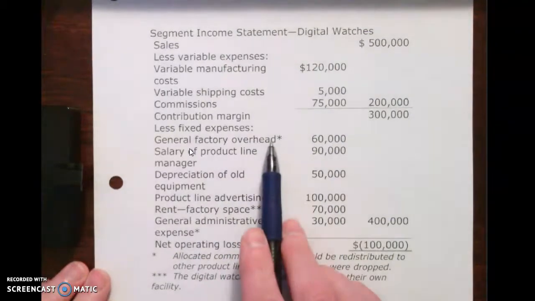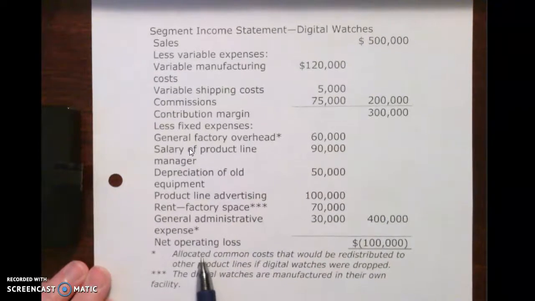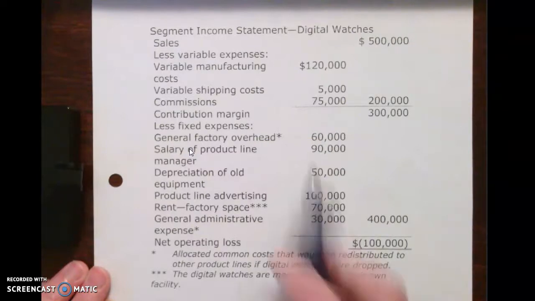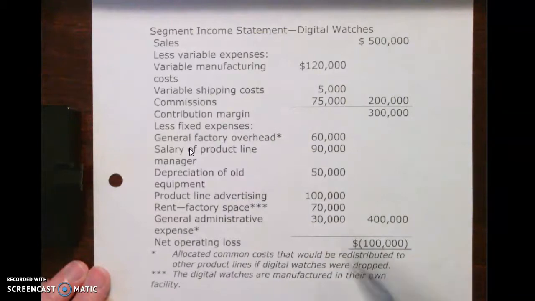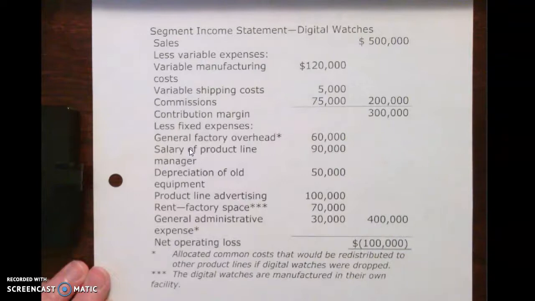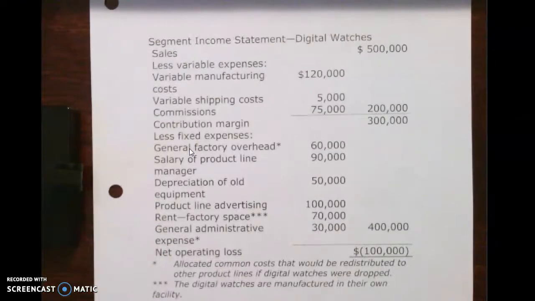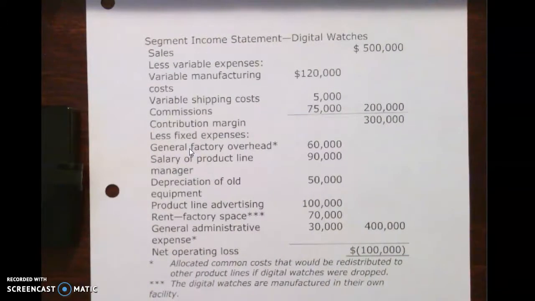So when we look over here, in terms of the general factory overhead, we have one asterisk. That is an allocated common cost, just like the library example that I gave you. So this is going to be irrelevant because it's going to stick around whether or not we drop this digital watch line. It will just get shifted to other product lines. So why don't we take a second and look at the fixed costs and say which fixed costs are going to be relevant and which will be irrelevant based upon whether or not they're differential.